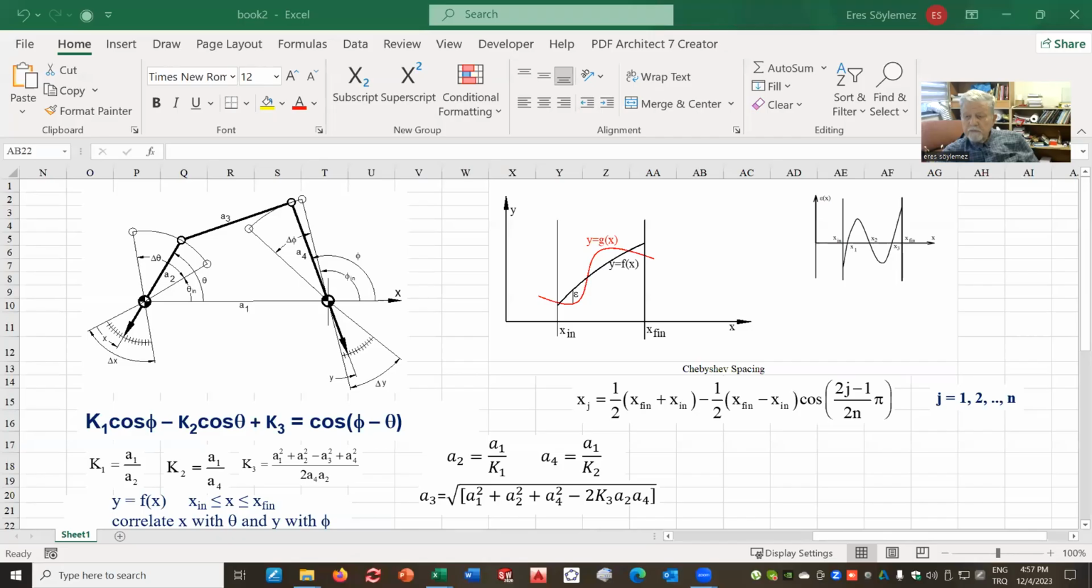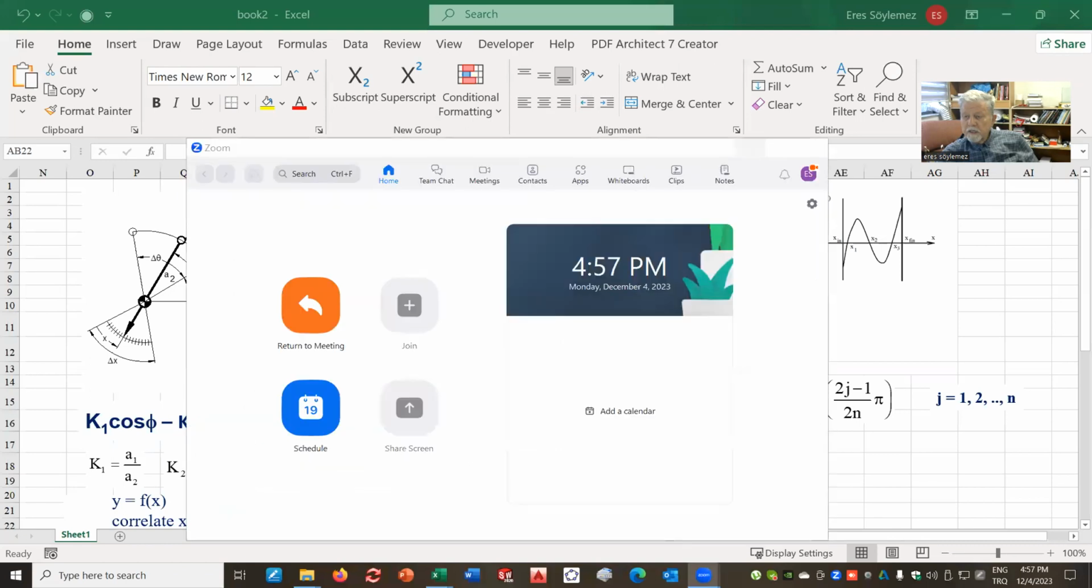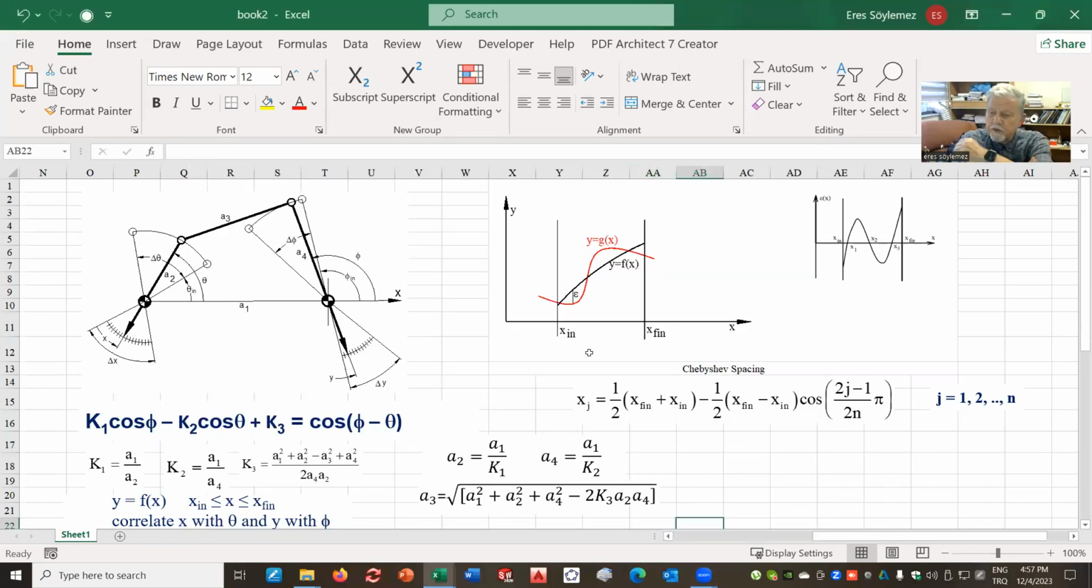I will be showing everything using Excel, not present a PowerPoint. A four-bar mechanism as shown, consisting of 4 links, including the fixed link. Link 2 is the input, link 4 is the output, link 3 is what we call coupler link. There's a relation between the input crank angle theta and output rocker angle or output link angle phi.